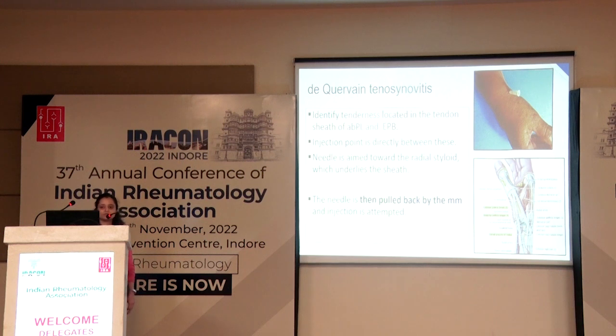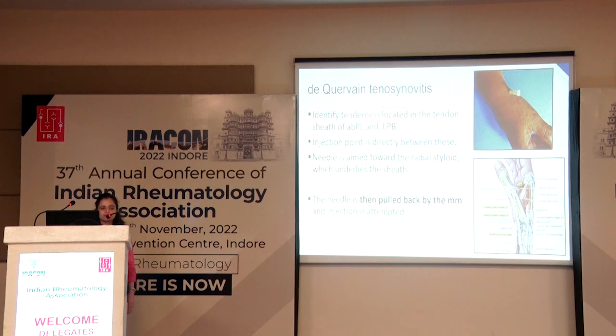Again, a soft tissue condition, de Quervain's tenosynovitis. So we identify the tenderness located in the tendon sheath of abductor pollicis longus and extensor pollicis brevis. The injection is directed directly between these two tendons, and the needle is aimed towards the radial styloid which underlies the sheath. So the direction of the needle is parallel to the tendon, and we aim towards the radial styloid process.